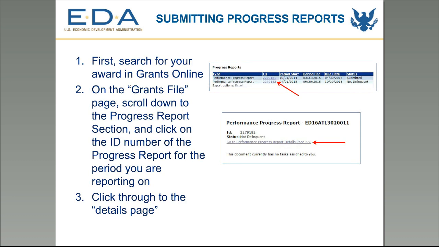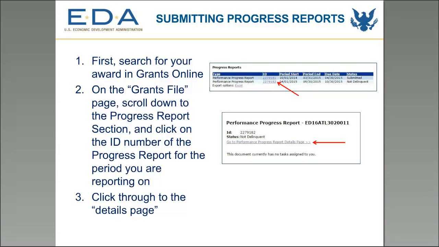In order to submit a progress report in Grants Online, what you would first need to do is find the award that you are going to submit your report for. Grants Online will send out automatic reminders that you have a progress report due, and these are based on the parameters that your project officer sets when we create the award itself, and the parameters should match what are in your special award conditions for your award.